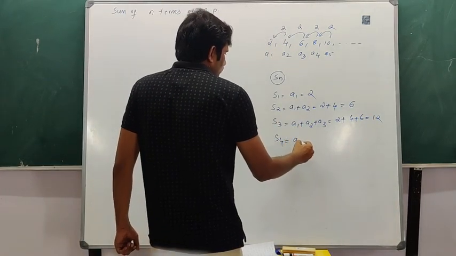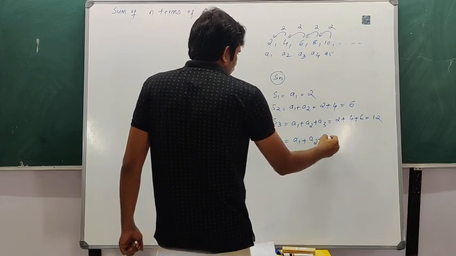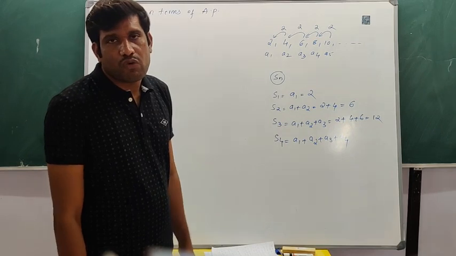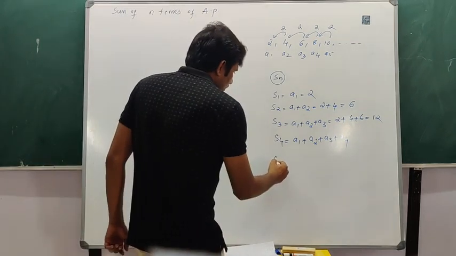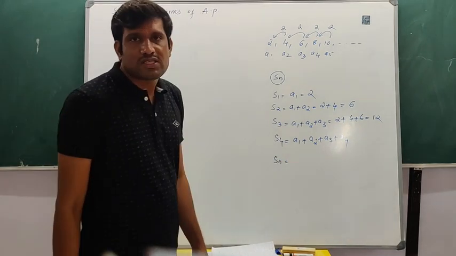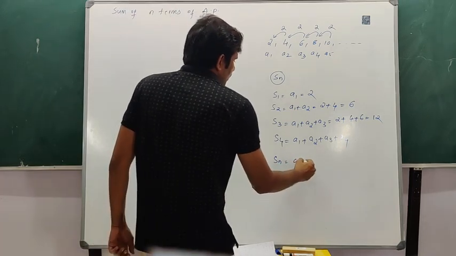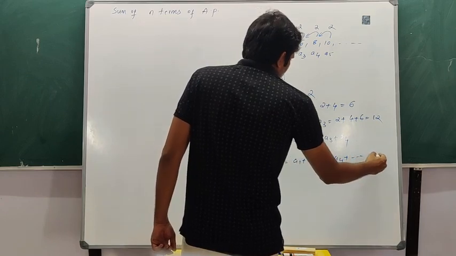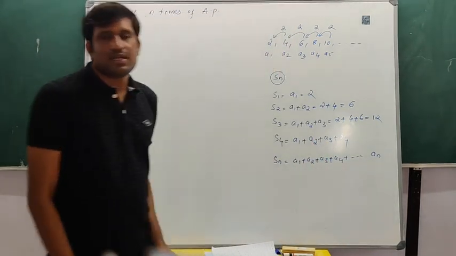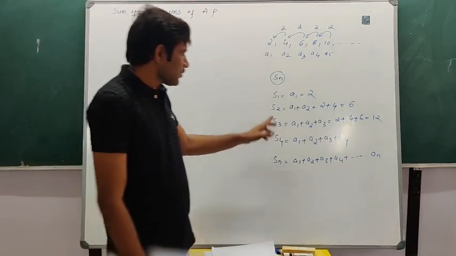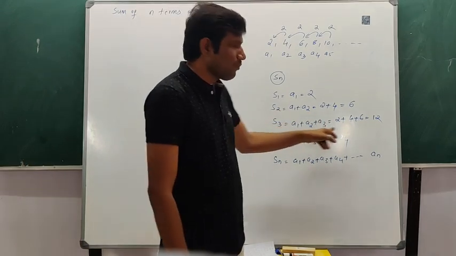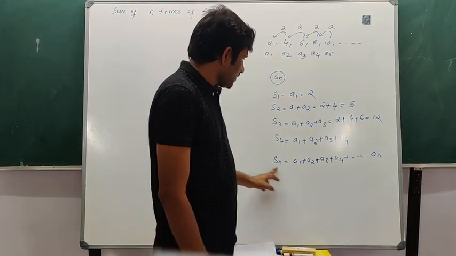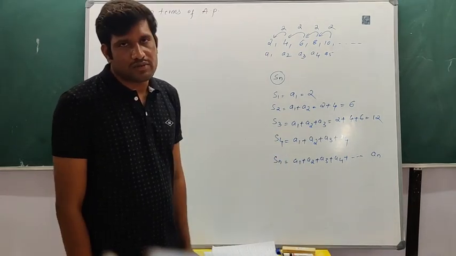So what is S4? That is the sum of the first four terms, that is A1 plus A2 plus A3 plus A4. Then what is Sn? Sn is the sum of the first n terms, that is A1 plus A2 plus A3 plus A4 and so on up to An, where n is the nth term. So S2 means the sum of the first two terms, S3 means the sum of the first three terms, S4 means the sum of the first four terms, Sn means the sum of the first n terms, right?